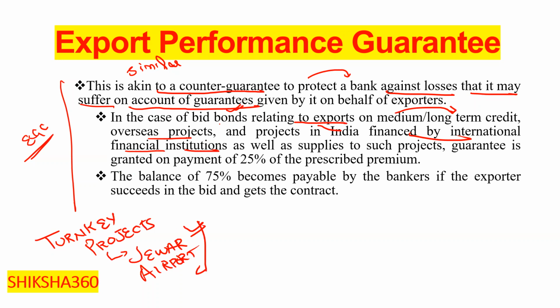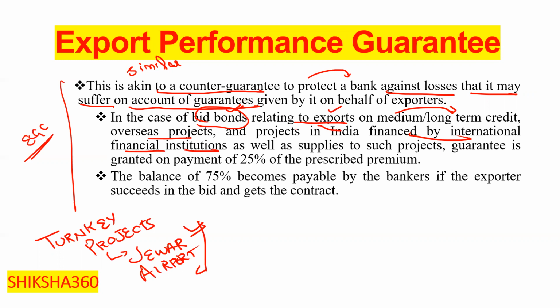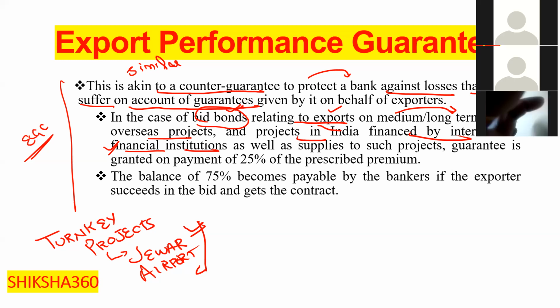Basically, in the case of bid bonds relating to exports on medium and long-term credit, overseas projects and projects in India financed by the international financial institutions, which we sometimes term turnkey projects, as well as supply to such projects, the guarantee is granted on payment of 25% of the prescribed premium.